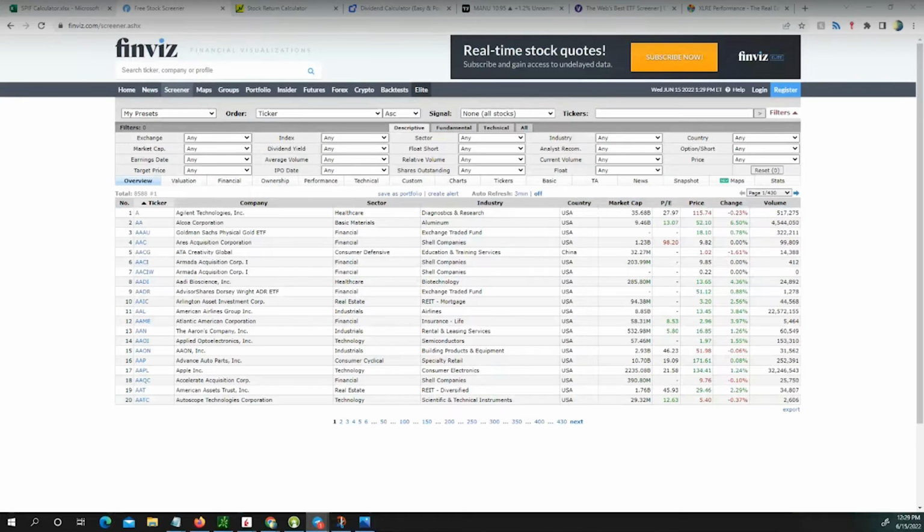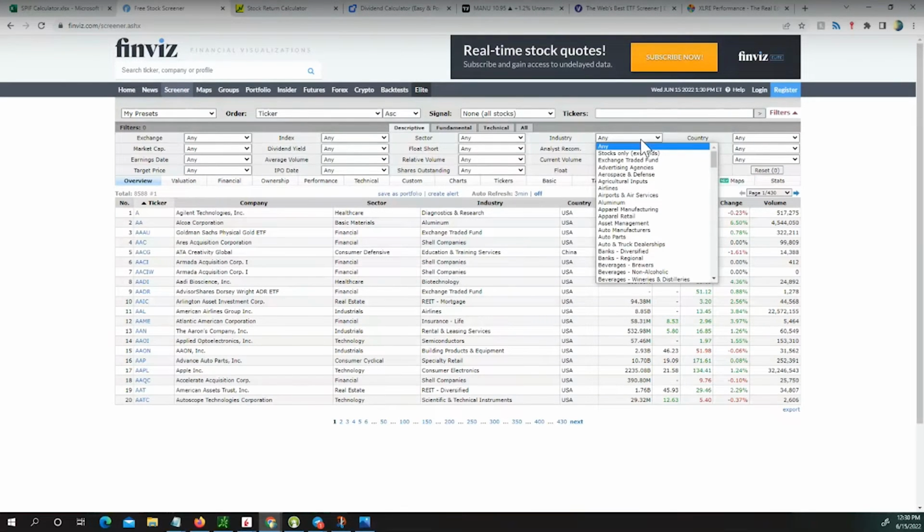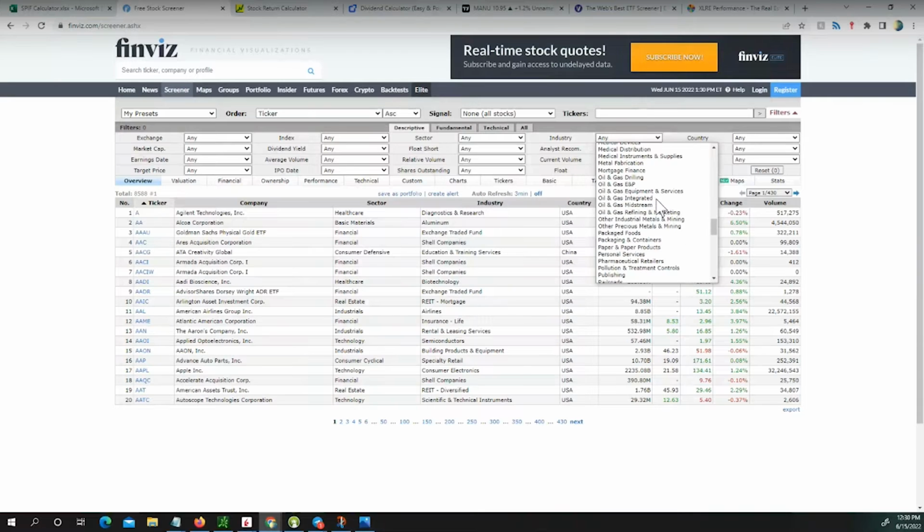So what we want to look at now is, how do you find these real estate companies and how do you invest in them? Just like before, our go-to tool is Finviz. You go to Finviz, and what you want to do is go to industry right here. Previously, we did exchange traded funds, but now we want to look at real estate. So you scroll down and you go to real estate right there.